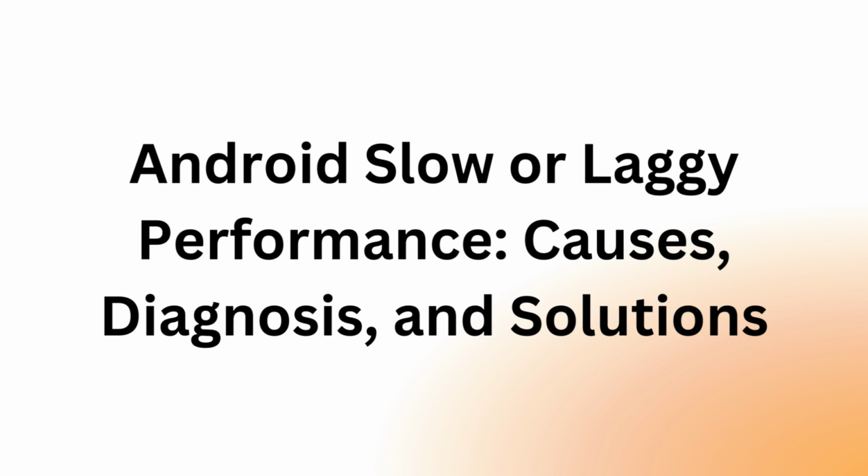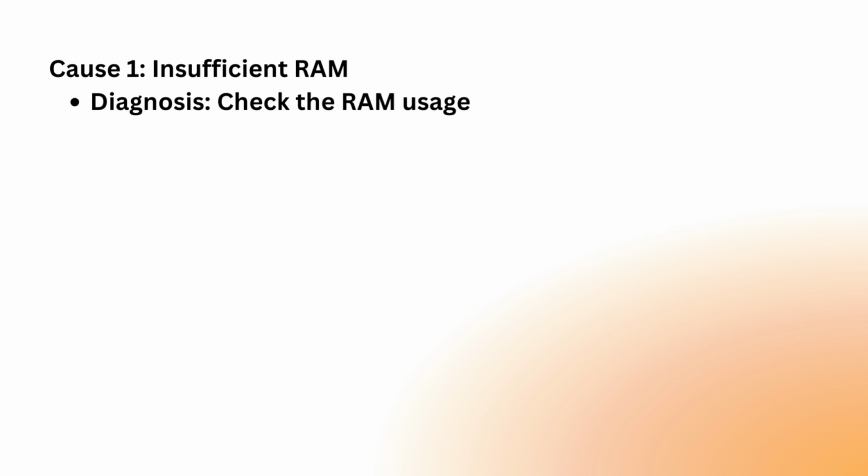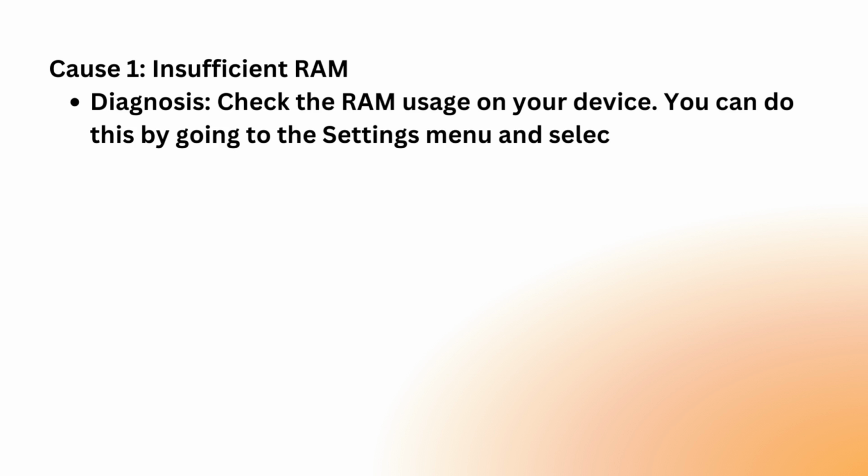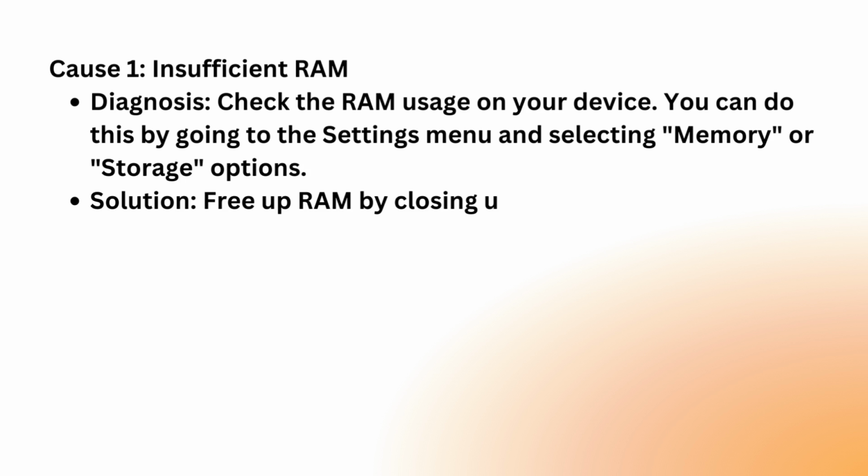Android slow or laggy performance, causes, diagnosis, and solutions. Cause 1. Insufficient RAM. Diagnosis. Check the RAM usage on your device. You can do this by going to the settings menu and selecting memory or storage options.